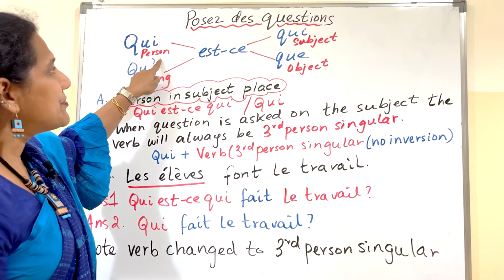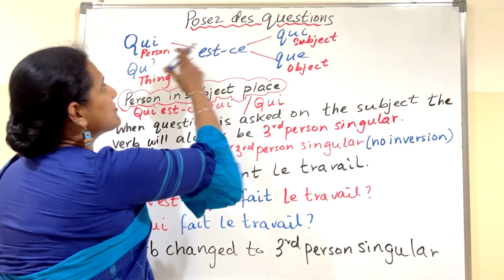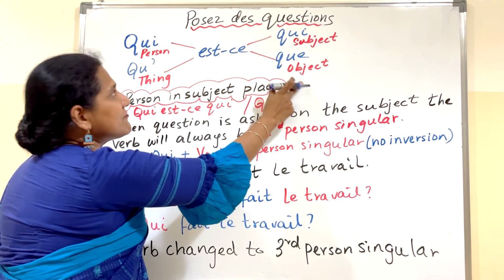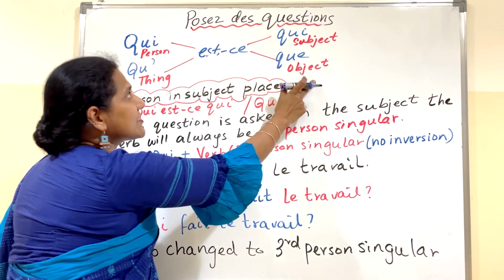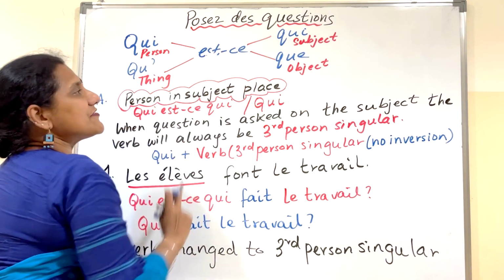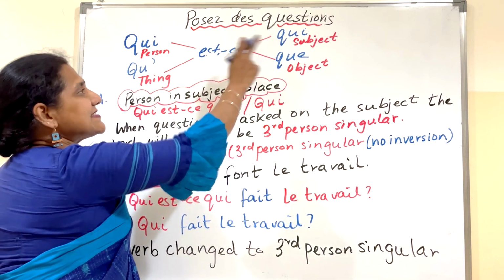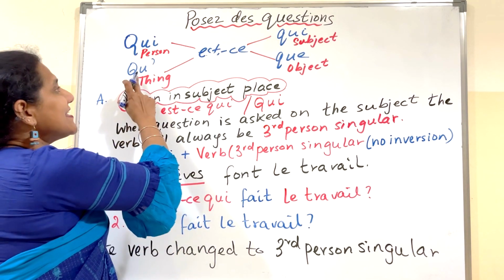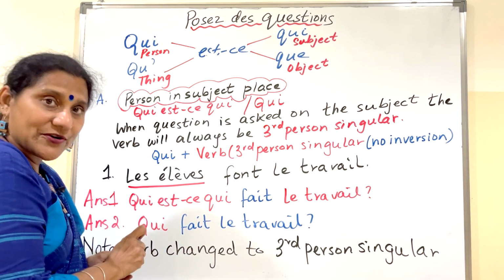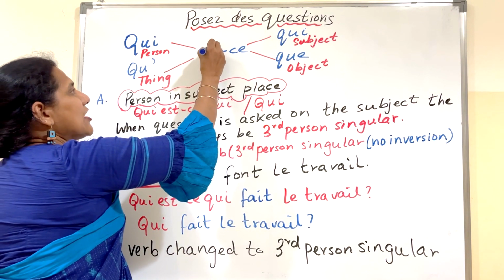Qui is a person in the place of subject is qui est qui. Person in the place of object is qui est que. Thing in the place of subject is going to be qu'est-ce qui. And thing in the place of object is going to be qu'est-ce que. So, we now begin.